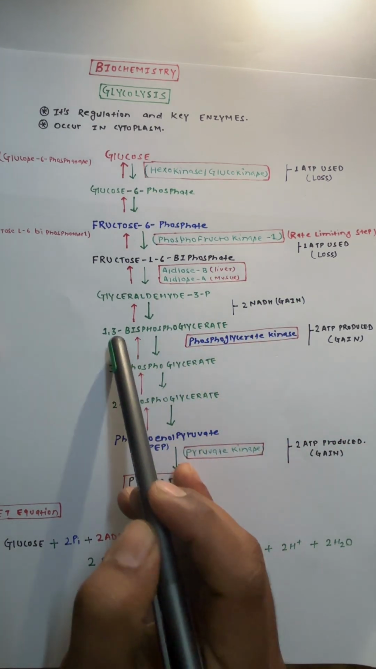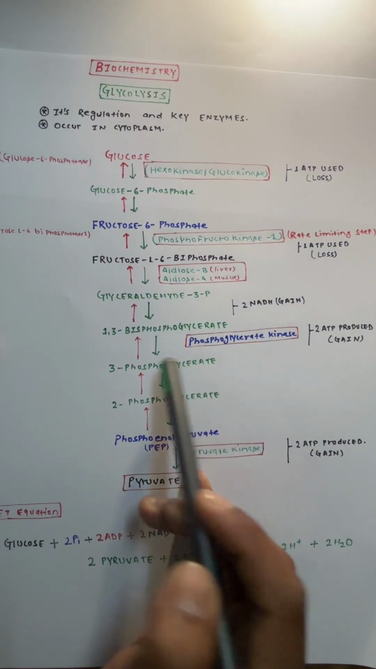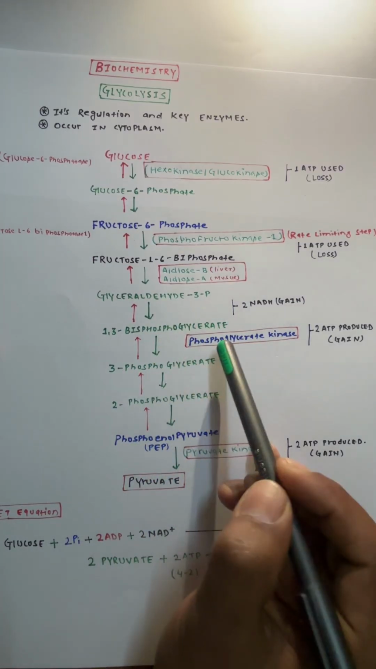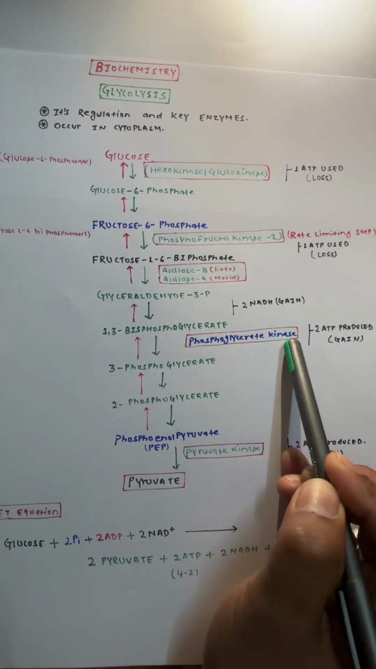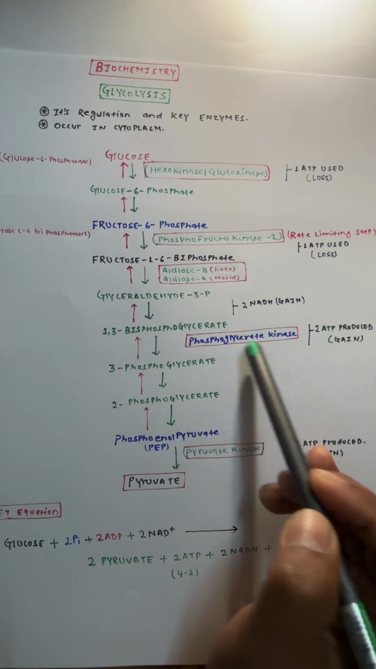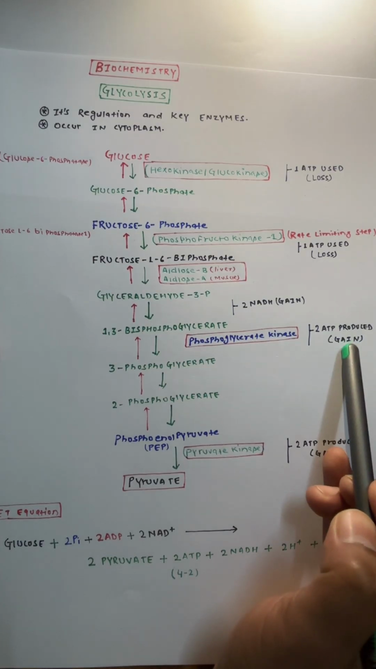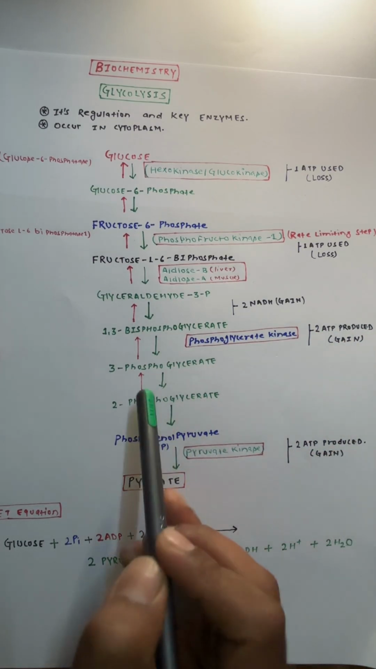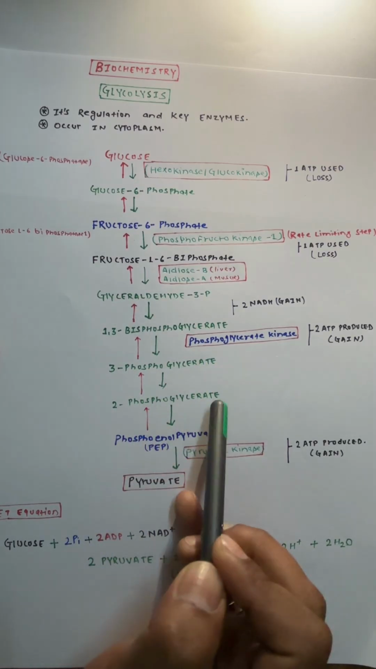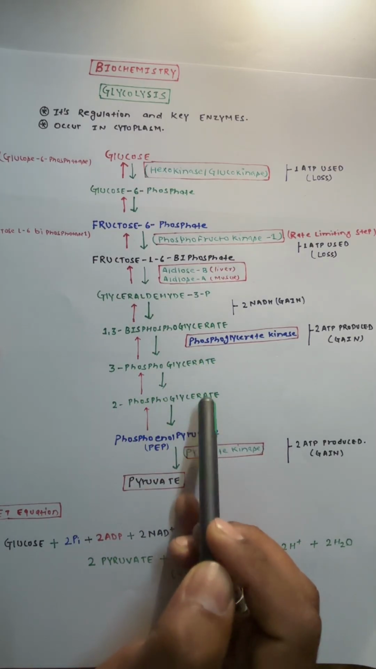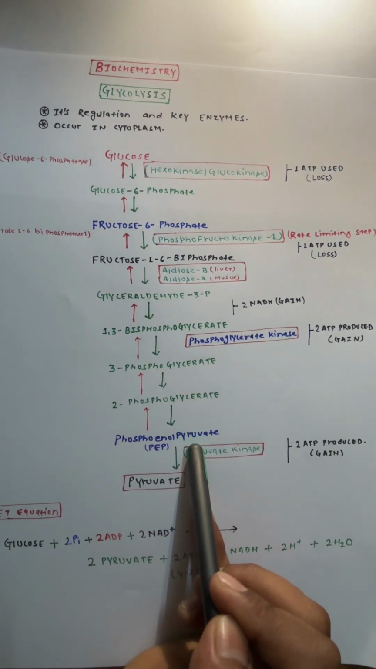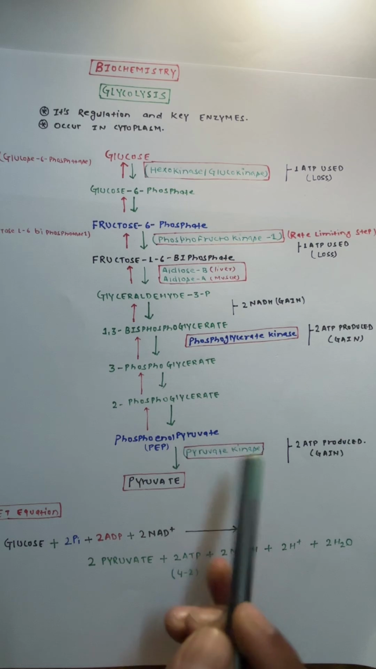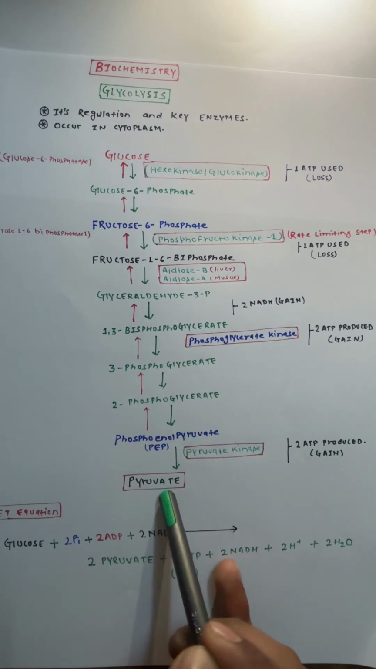Now this 1,3-bisphosphoglycerate is getting converted to 3-phosphoglycerate, and in this step we are using the enzyme phosphoglycerate kinase. In this step we are not losing, we are gaining 2 ATP. Now this 3-phosphoglycerate is getting converted to 2-phosphoglycerate, then 2-phosphoglycerate into phosphoenolpyruvate. Now this phosphoenolpyruvate is getting converted to pyruvate.